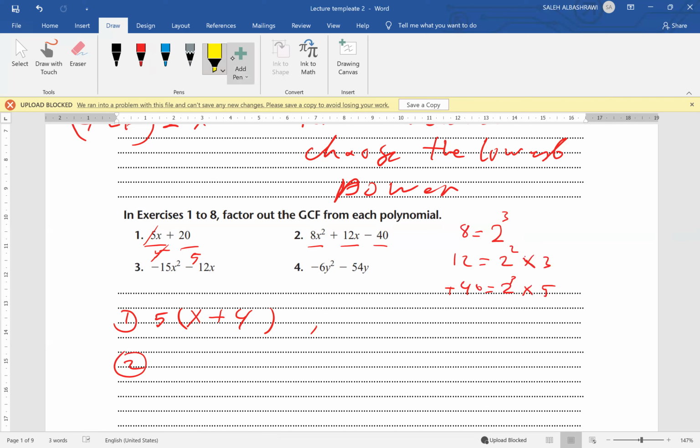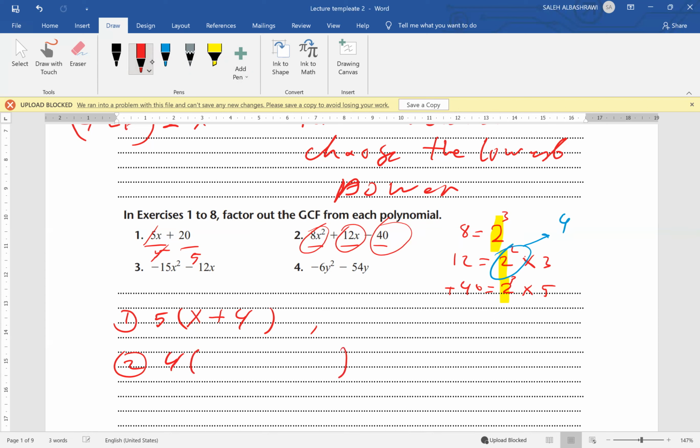We can see that 2 is common between all of them. But I have 2 to the power 3, 2 to the power 2, and 2 to the power 3, so we take the lowest power. I will take 2 to the power 2 as a common factor, which is 4. This is for the coefficient. Now for x, I have x to the power 2, x to the power 1, and no x. So x is not common for all of them. The greatest common factor will be only 4.